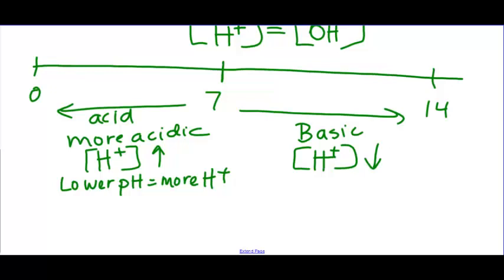Every 1-digit change in pH is a 10-fold change in hydrogen ion concentrations. Every time you move 1 digit on the pH scale, the hydrogen ion concentration either goes up by 10 or down by 10, depending on which way you're moving. Which way would you have to move to get more hydrogen ion concentrations? Lower pH. Right, down the scale. If you want less hydrogen ions, you move up the scale.